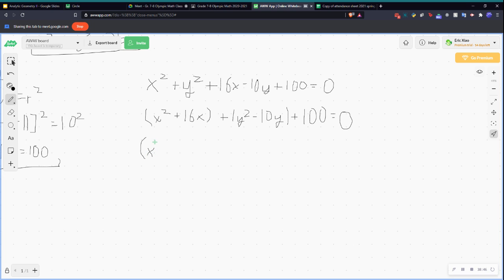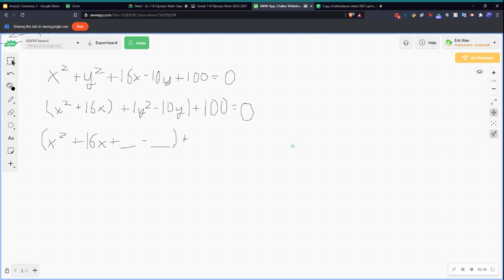Now we want to complete the square for each of these bracket terms. So we want to add a number and also subtract a number. We want to add something, and we also subtract that same thing. Same thing for the y. So we have y squared minus 10y plus something, and also minus that same thing. And then outside we have plus 100 is equal to 0.